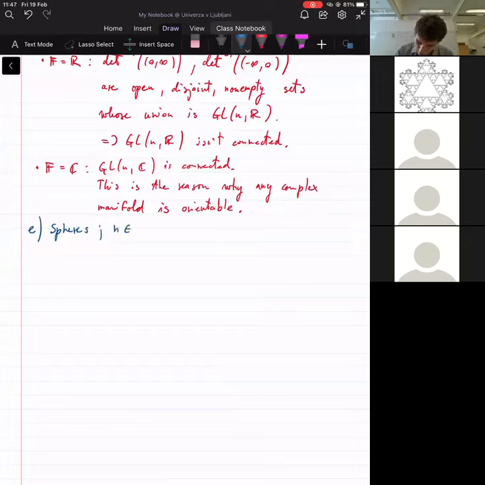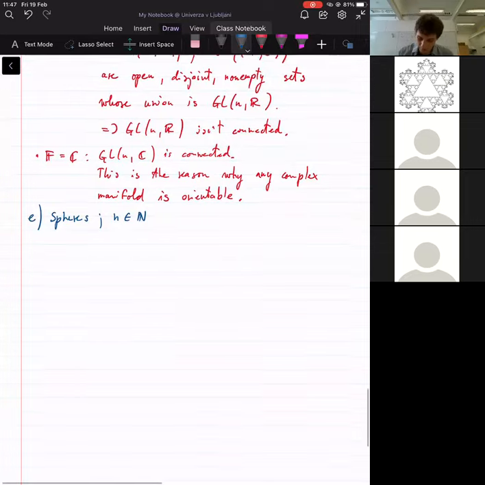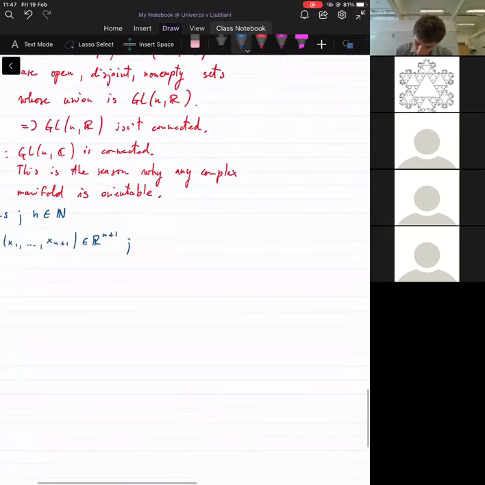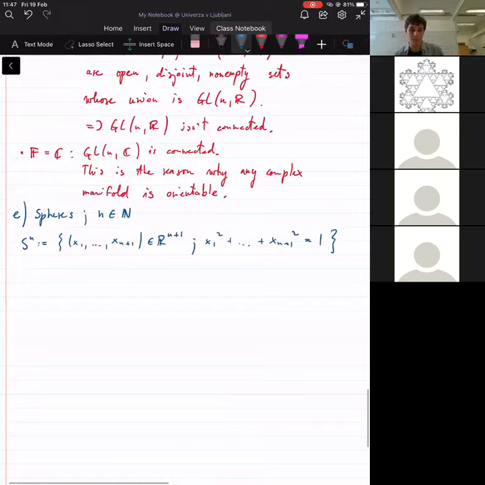So let n be a natural number. We could also assume that it is 0, but that case is trivial, so I'm not even going to bother with it. So Sn is defined as the set of all such numbers from R^(n+1) such that x1 squared plus dots plus x_(n+1) squared is equal to 1. Okay, so this is the unit sphere.